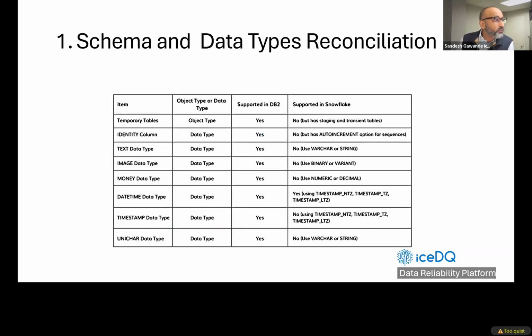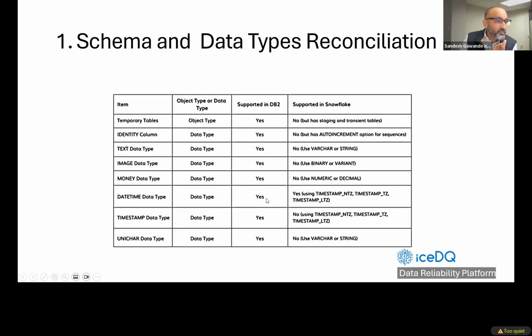If you look here, what we are saying, right? Many times when you migrate from one database to another database or one system to another system, the database changes. And if the database changes, then the problem here is the data types change, there are structure changes, there are a lot of things that will change. And here is an example between DB2 and Snowflake. If you look at the object type here, temporary tables are supported by DB2 but not supported by Snowflake, identity columns are supported by DB2 but not supported by this, and the money data type is supported by DB2, but in Snowflake you have to use a numeric or a decimal, right?